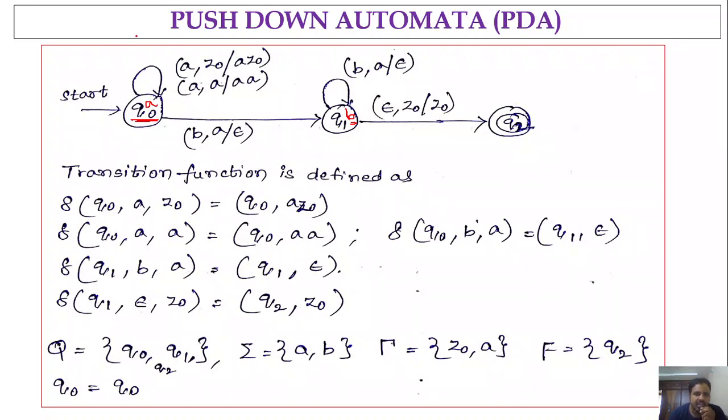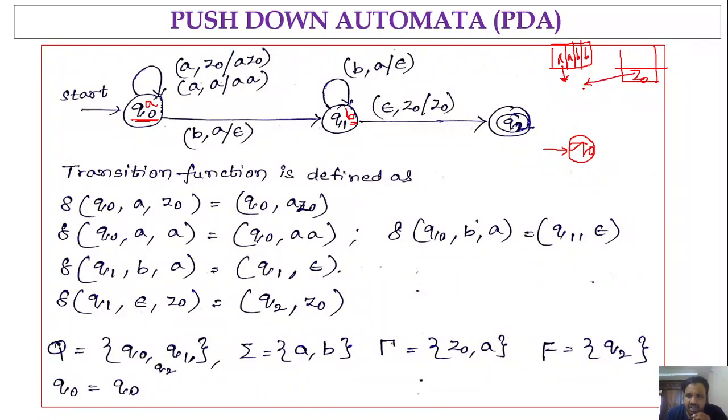So let us consider the scenarios. First, initially, the stack content will be Z naught, right? And the input that I am considering here is, let me call it AABB. So this is the input which I am considering, right? I am starting from the state Q naught. Q naught is representing that I have seen A. Now in Q naught, what is the first input symbol? A. And what is the stack symbol?